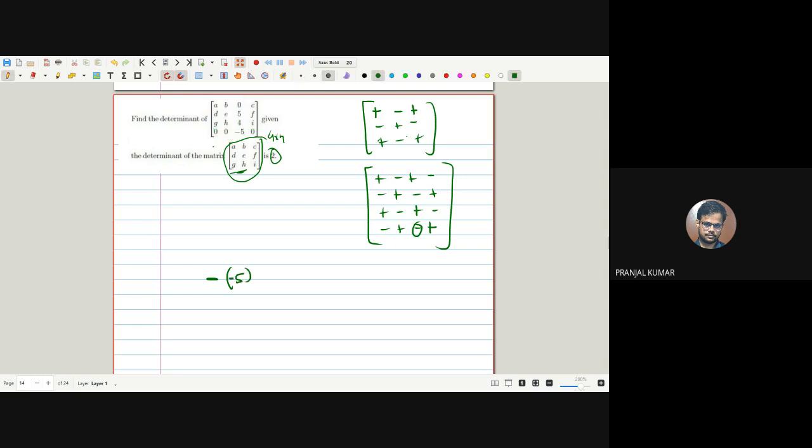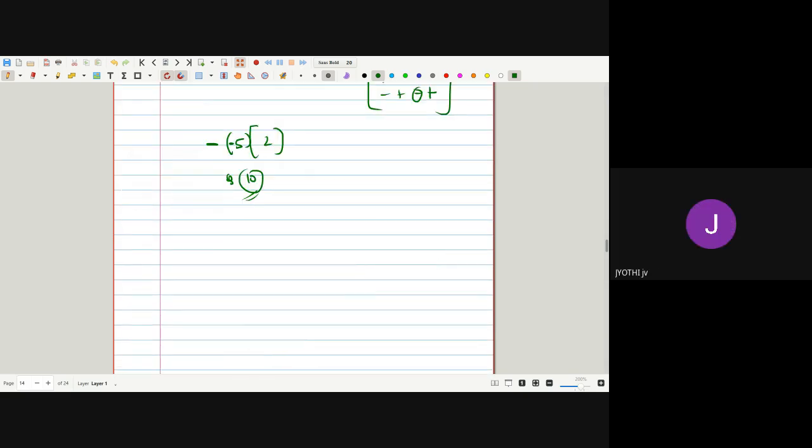Minus 5. Okay. And on eliminating this row and this column, you will get this submatrix A, B, C, D, E, F, C, F, which is given here. So the determinant of this submatrix is 2. So what is the answer? 10. Clear? Yes. Okay.